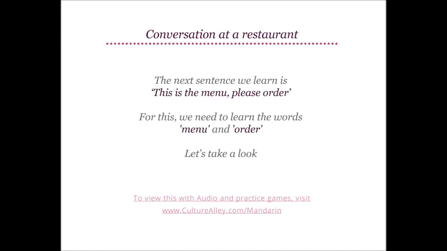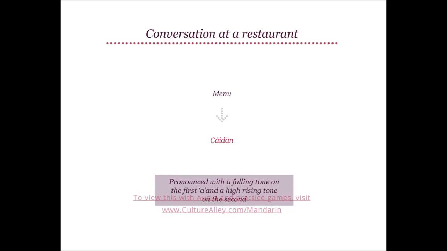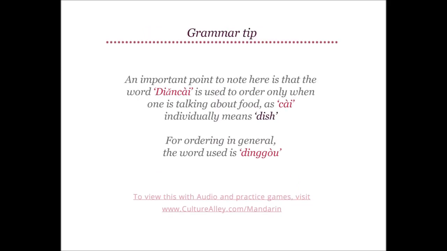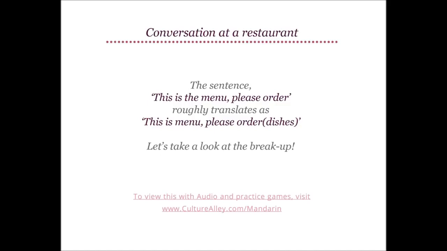Good! The next sentence we learn is, this is the menu. Please order. For this, we will need to look at the words menu and order. Let's take a look. Menu translates to 菜单, which is pronounced with a falling tone on the first A and a high level tone on the second. Can you say that once again? It's 菜单. Very good. Similarly, order becomes 点菜, which uses a falling rising tone on the first A and a falling tone on the second. Great! An important point to note here is that the word 点菜 is used to order only when one is talking about food, as 菜 individually means dish. So the sentence, this is the menu, please order, roughly translates as, this is menu, please order dishes.